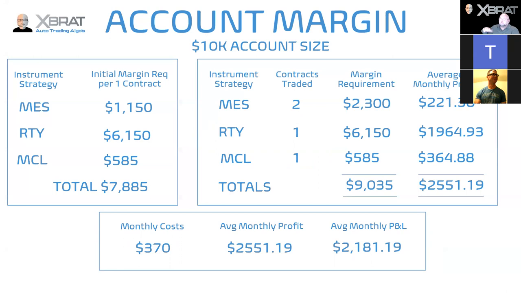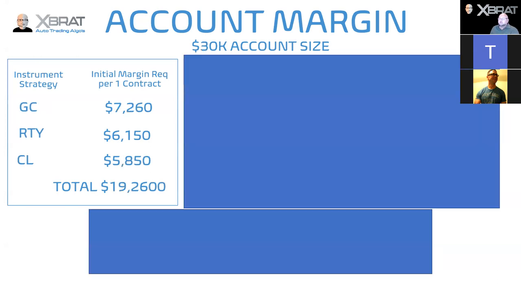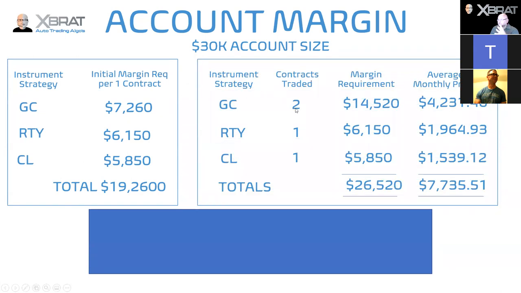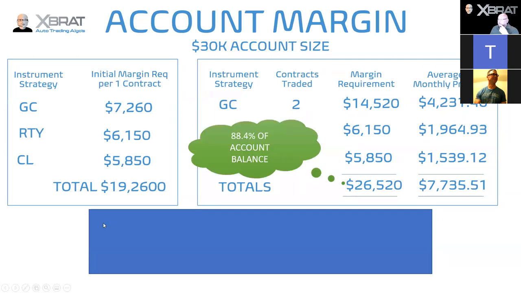If you had a 100,000 account, times all that by 10, your monthly cost will still be $370. That's the most important thing, because you can compound that. Now, with a 30K account, obviously you're going to be looking at bigger contracts: gold, the Russell again, and the main contract for oil. You're going to be looking at two contracts of gold, one RTY, one oil. So you're going to have around 88.4%, to be exact, of your account balance.